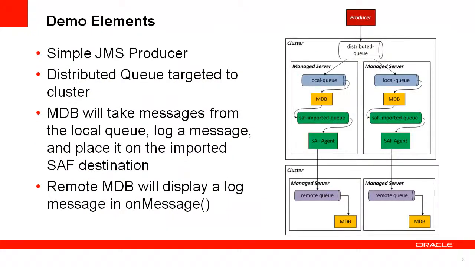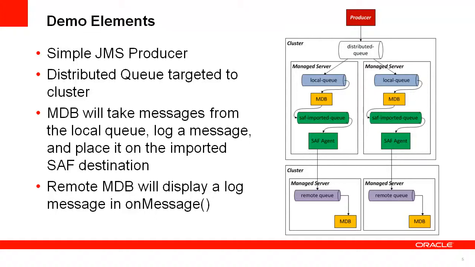I wanted to describe some of the elements that I'm using for this demo. First, there's a simple Java JMS producer client, which I'm going to run from the command line. This producer will send messages to a distributed queue that is targeted to the cluster. The cluster name is the AppGrade cluster. And I have an MDB also targeted to the cluster, which will take the messages off of the local queue, display a log message, and then put them on the Store and Forward imported queue. I'm just doing this for demo purposes.